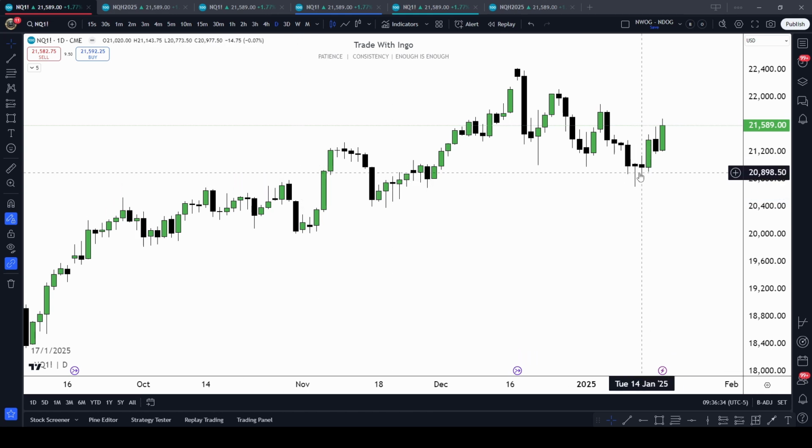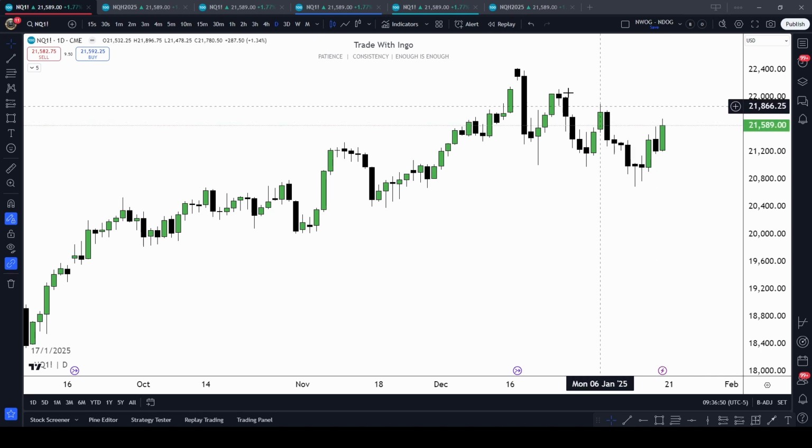Tuesday created a high low. CPI release on Wednesday caused this upwards price action. Thursday had some retracement, and Friday we created the high of the week.